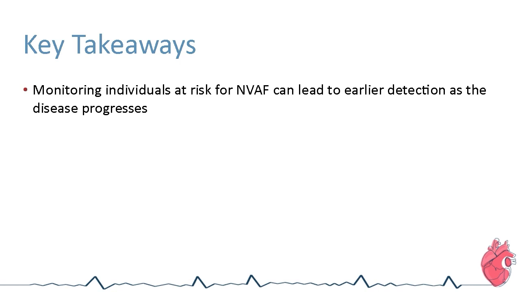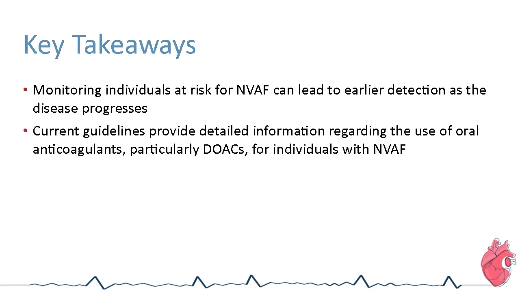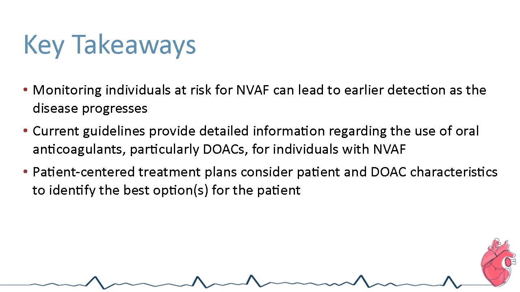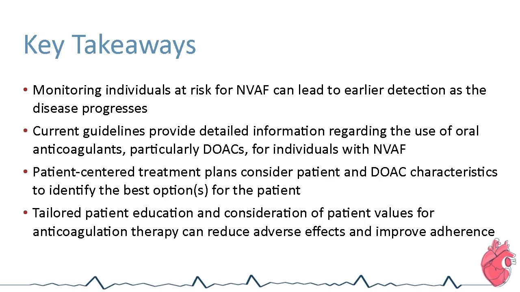Monitoring individuals at risk for non-valvular AFib can lead to earlier detection as the disease progresses. Current guidelines provide detailed information regarding the use of oral anticoagulants, particularly DOACs, for individuals with non-valvular AFib. Patient-centered treatment plans consider patient and DOAC characteristics to identify the best options for the patient. And finally, tailored patient education and consideration of patient values for anticoagulation therapy can reduce adverse effects and improve patient adherence.